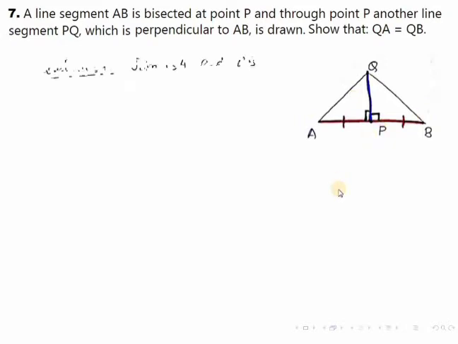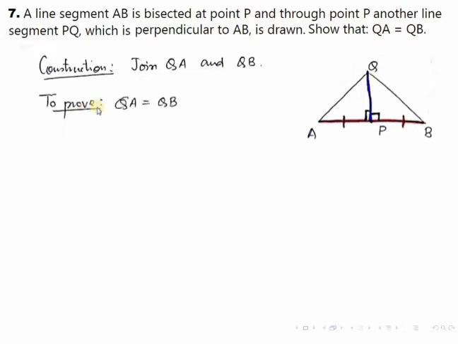So again what we will do is we'll join QA and QB. So QA and QB are joined. Now observe this triangle and this triangle. From the diagram you will be able to say that they are congruent. Using which criteria? Using side angle side, SAS, right? So let's write down the same thing in the solution.